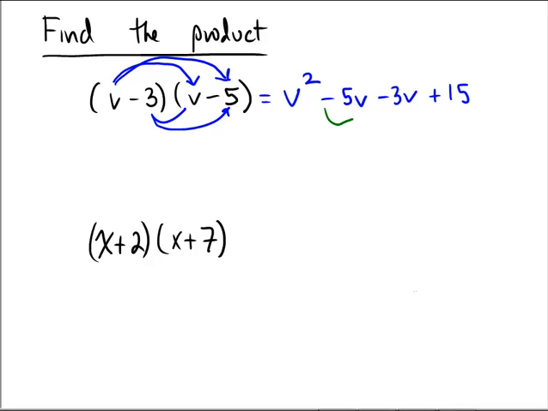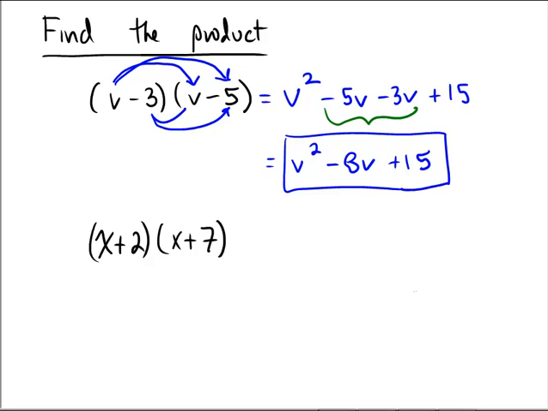Now notice that the two inside terms, the minus 5v and the minus 3v, are like terms. They're both to the first power. So often, but not always, there's a simplification step that you should perform. We have v squared, minus 5 minus 3 is minus 8v, and then the plus 15 on the end, giving us a final answer of v squared minus 8v plus 15.